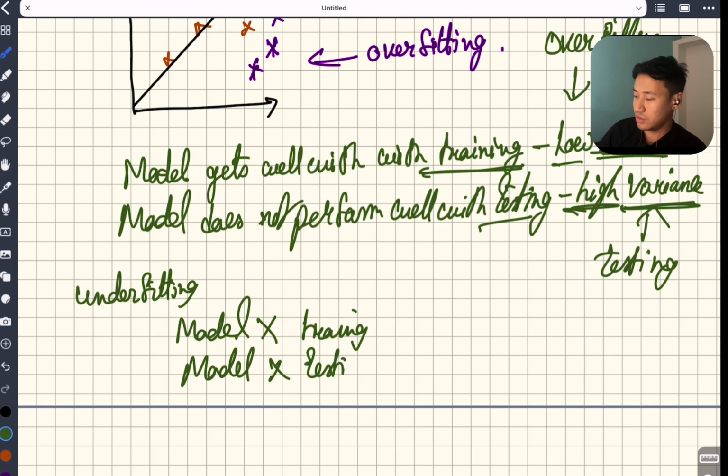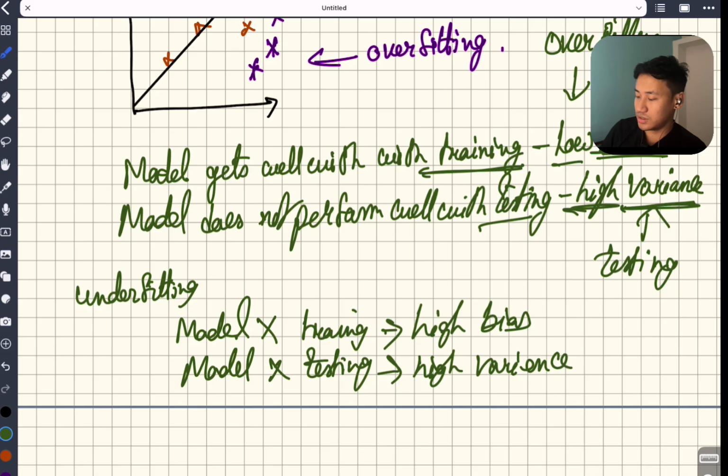So here also high bias and high variance, both are high, right? So this case is known as underfitting. I hope you are understanding.